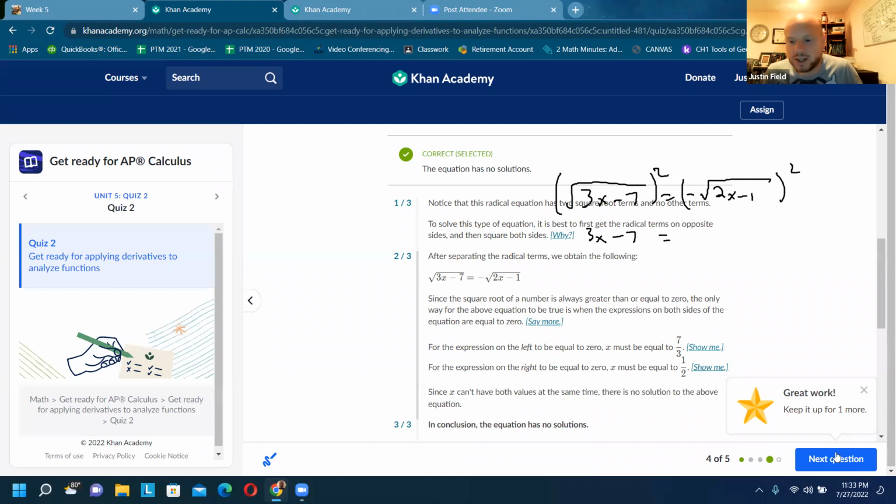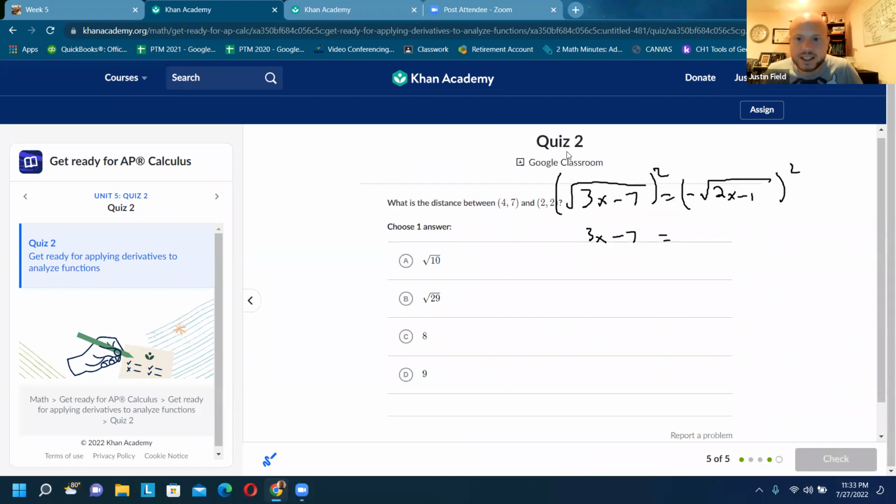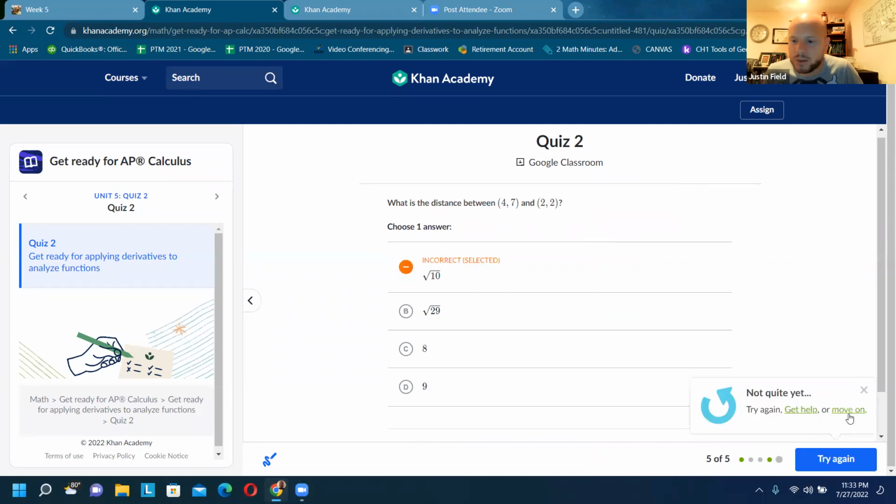Oh, now it makes so much more sense. There you go. Distance formula, you can do it. You don't need my help for that.